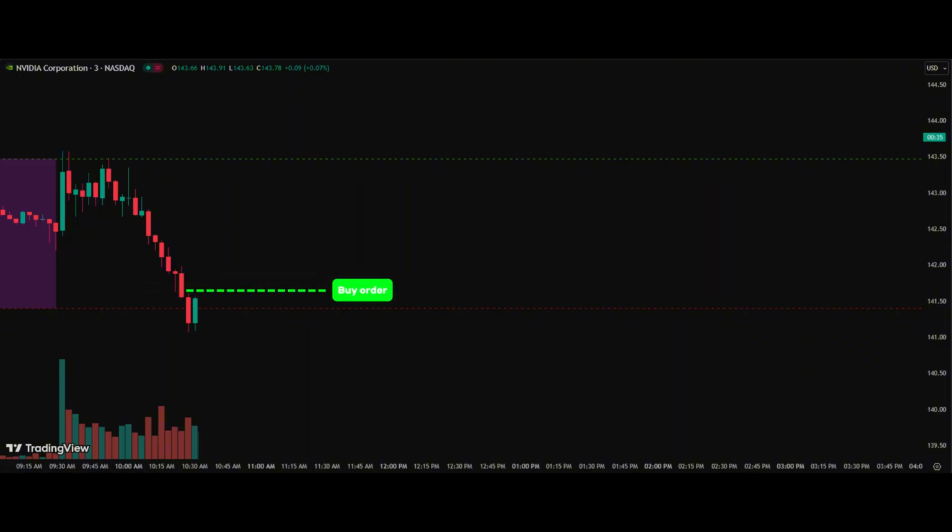We'll position our buy order just above the high of the previous bullish candle. We'll place our stop just below the recent lows to protect against further downside. Just like our other examples, we'll target a risk-to-reward ratio of 1 to 1.5.